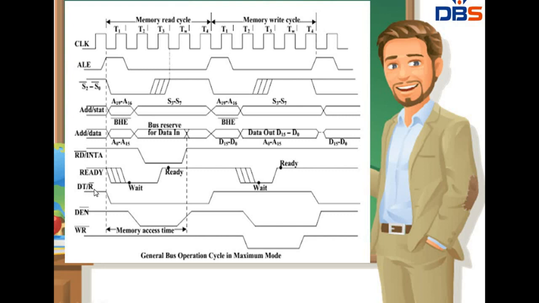Here, data transmit or receive. Here we are reading the data, that means we are receiving the data, whenever this pin is low, and whenever this pin is high, then we are writing or transmitting the data. Here this is data enable: whenever the bit is low, we are allowing the data to enter into it. Okay, write bar: whenever this bit is set to 0, then we are going to write the data, that means we are going to access the data.